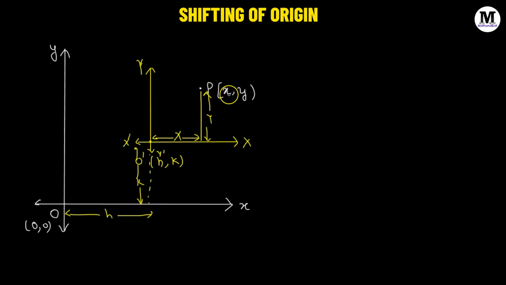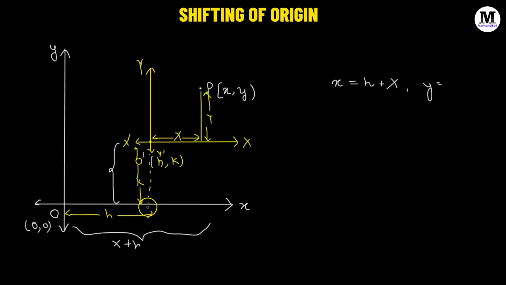Now what's the relation between this x and the X in uppercase? Clearly we can see here that this distance x will be equal to, we take h and add it to capital X. This is evident from the diagram. So this entire distance is going to be X plus h. And what about y? Then y is going to be equal to the distance of the origin O prime from the x-axis, that's k, added to the distance of point P from the new x-axis, that's going to be capital Y. So that means we have the old coordinate x represented in terms of the new coordinate system as h plus X and y as k plus Y. So this is how we can shift the origin.